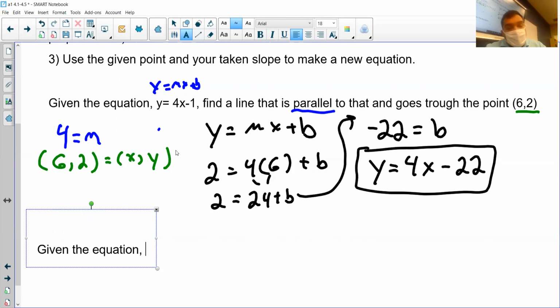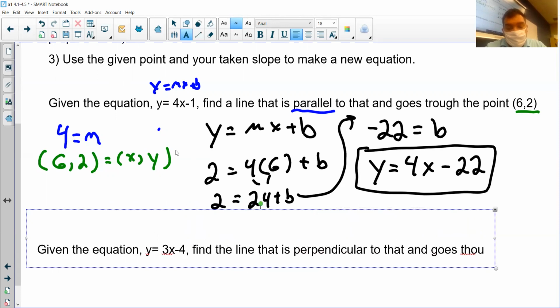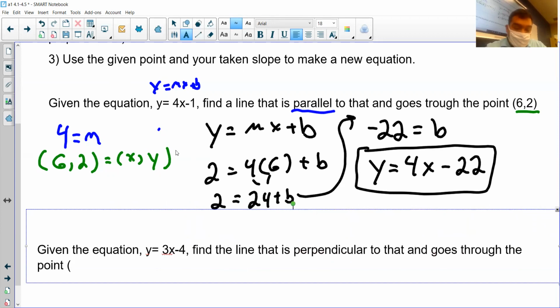Yes, given an equation, y equals 3x minus 4, find the line that is perpendicular to that and goes through the point 12 comma -5. Yeah, let's do that.